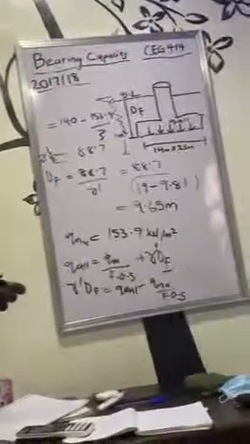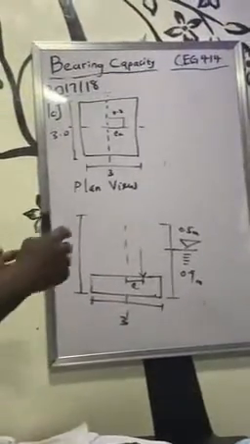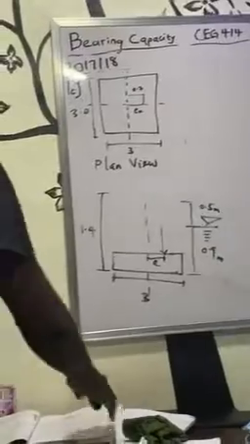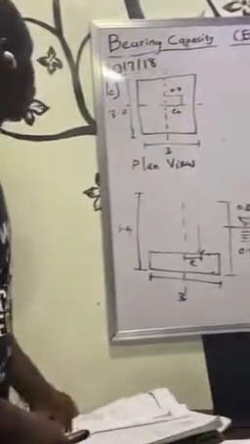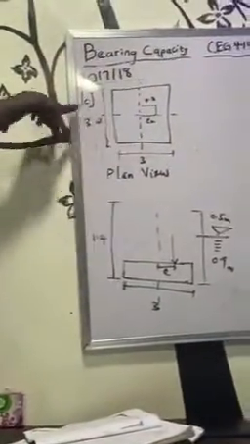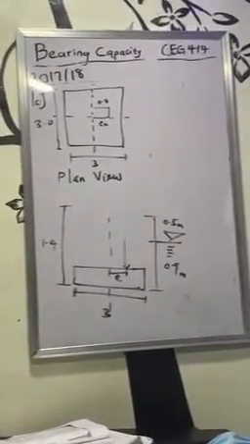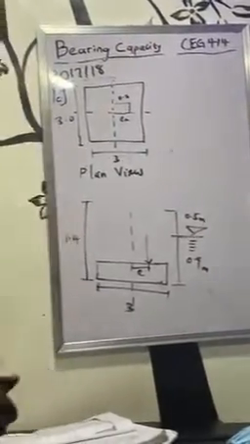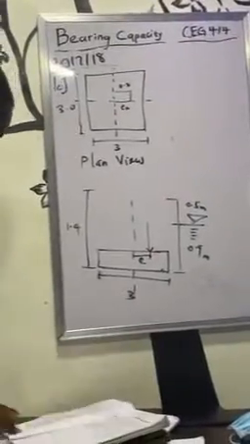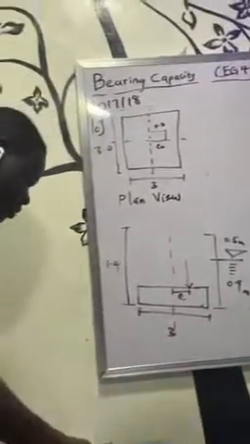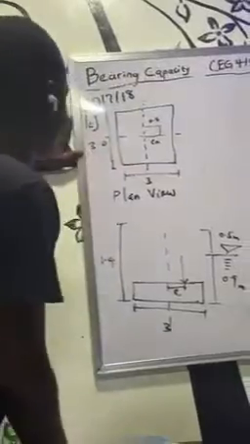Hi guys, so I'm fixing a question, 2017 question 1C. The question is on bearing capacity. So this is our question and this is the diagram.